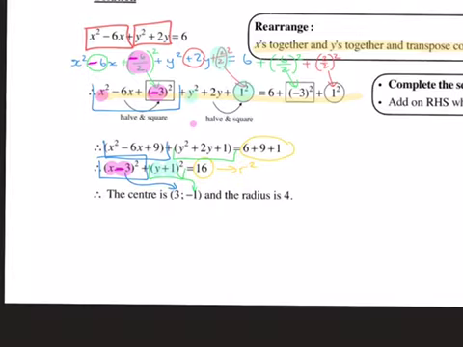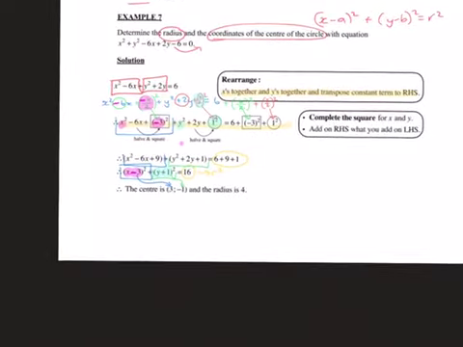So your center here is positive 3 and negative 1. Remember to change the signs when you pull them out of the brackets for your center, and your radius will be the square root of 16, which is 4. Right, so you complete the square in order to get it in standard form for an equation where the center is not at the origin.